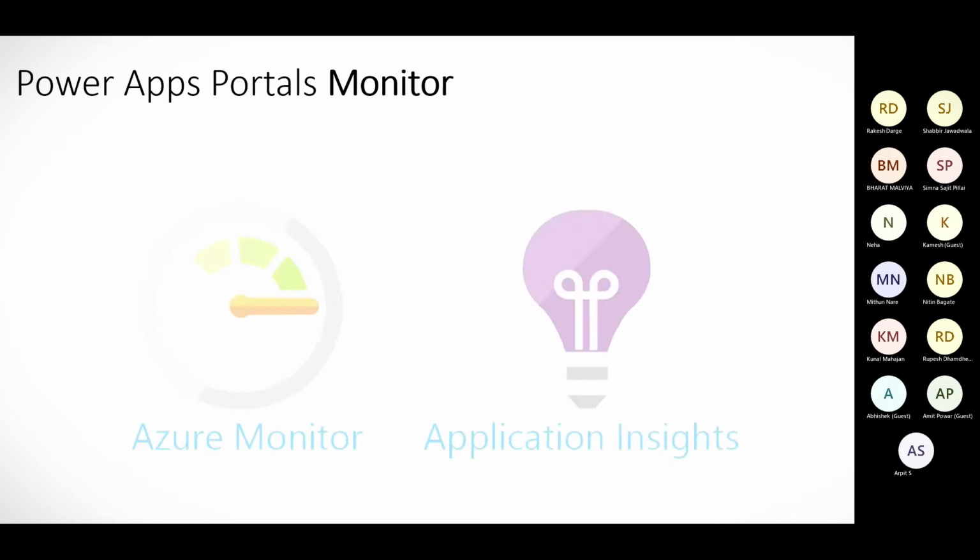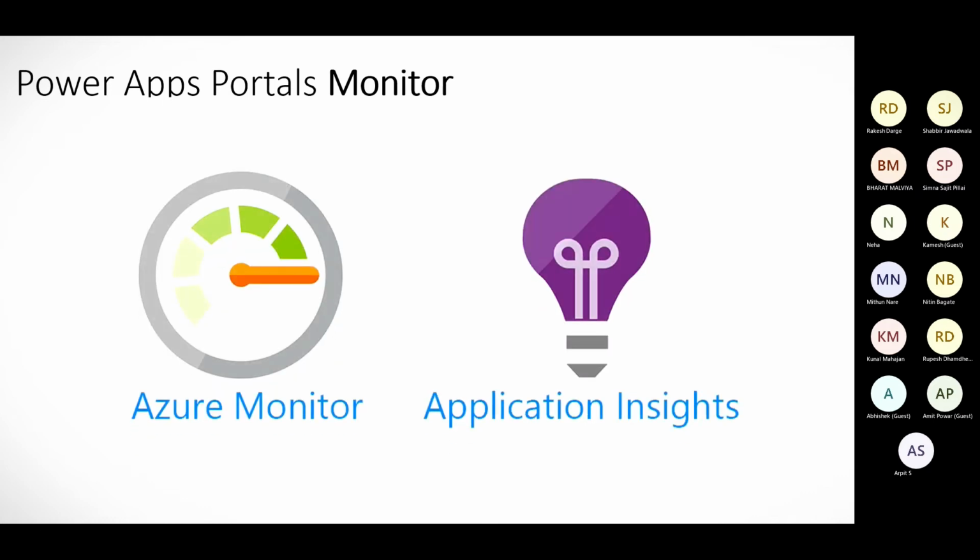But along with that, you can use some more tools as well. You have Azure Monitor. Using Azure Monitor, it's not a very good tool, but if your client still wants to monitor your Power Apps portal performance or any sort of tracking, then you have two options available on the Azure side. The first is Azure Monitor, and the second is Application Insights.